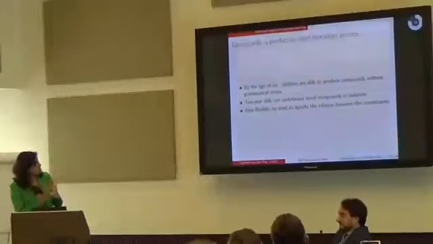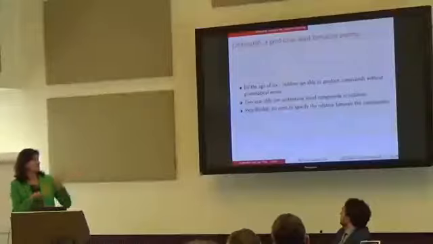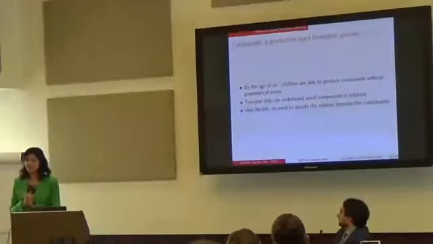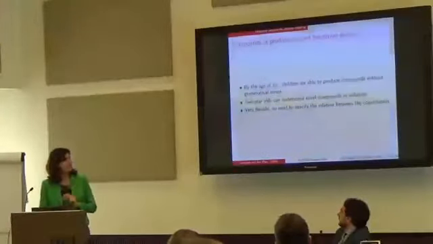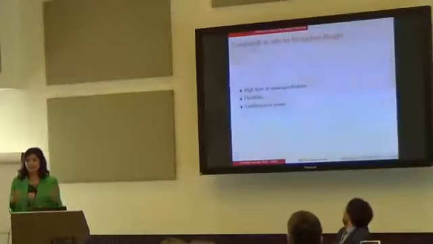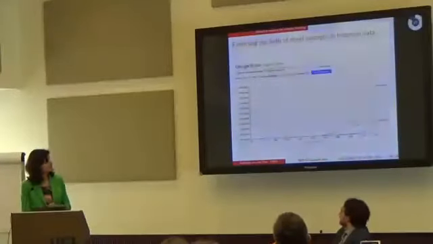So compounds are a very productive way of creating novel words. By the age of 6, children can produce compounds, and 2-year-olds can even understand compounds, yeah? It's very flexible, and we don't need to worry about the relation. People will figure it out. There's a high level of underspecification, very flexible, and the combinatorial power, because you're combining things, is of course immense.